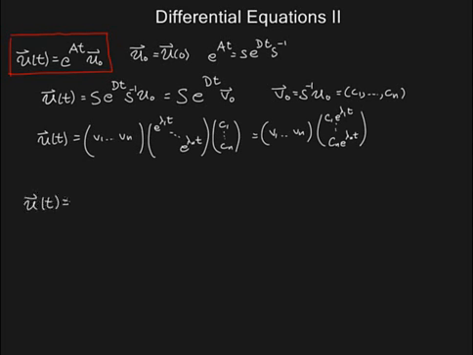And when you multiply the columns of a matrix times a vector like this, what you get is a linear combination of the columns. You get c1 e to the lambda 1 t v1 plus up to cn e to the lambda n t vn. And that's a formula that I gave last time.